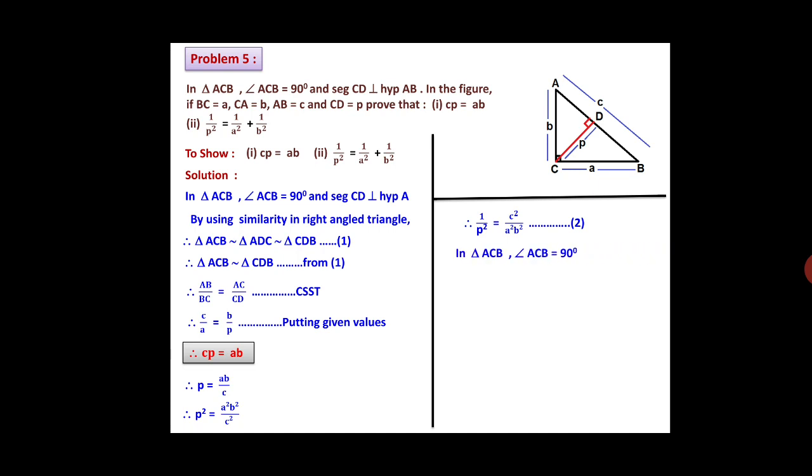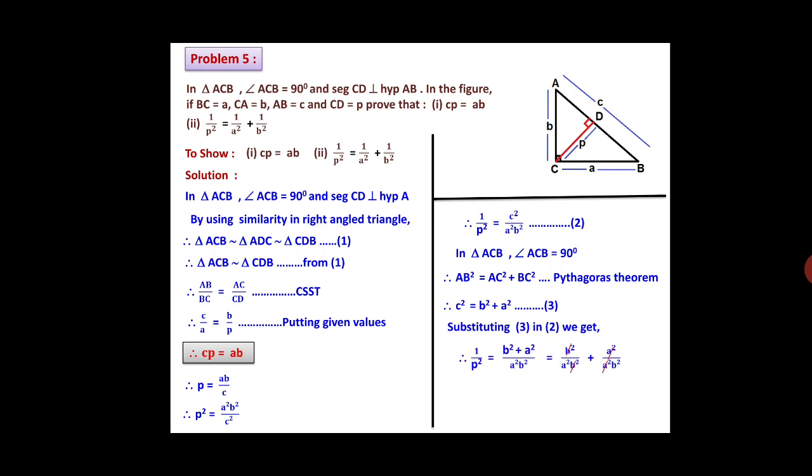Equation 2. In triangle ACB, angle ACB is 90. Therefore, you can write AB square is equal to AC square plus BC square by using Pythagoras theorem. Therefore, we substitute the value of AB, AC and BC. Therefore, C square is equal to B square plus A square, equation 3. We will now substitute this equation 3 in 2. Therefore, 1 upon P square is equal to B square plus A square upon A square B square. So, we will split this one, B square upon A square B square plus A square upon A square B square. First term A square, second term B square get cancelled and what is left is what we are required to show, that is 1 upon P square is equal to 1 upon A square plus 1 upon B square.